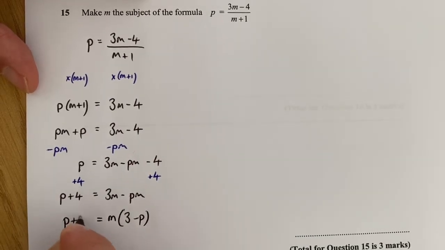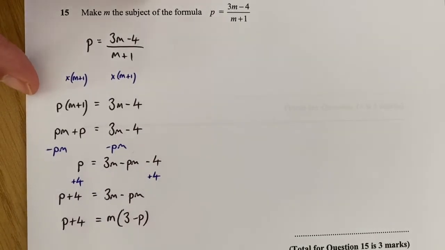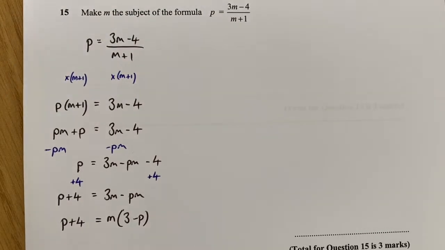Of course, on this side, I've still got my P plus 4. Done. I'm getting closer and closer to the answer, because remember, if I want M to be the subject of a formula, I want M on its own on one side. It doesn't matter whether it's the right or left, I just need M on its own. And I've got P plus 4 equals M multiplied by 3 take P.